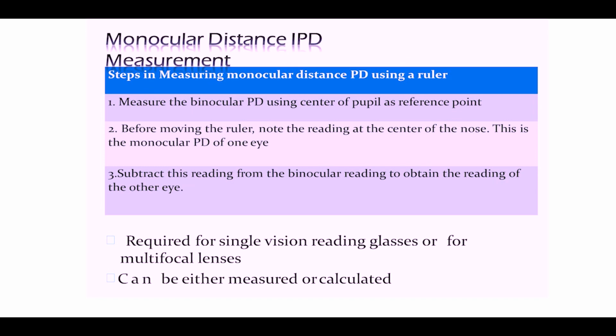That's it. So right measurement is 33, left is 31. This is how we measure it. It will not be more than a couple of millimeters unless there is squint or something else. So monocular PD is done.